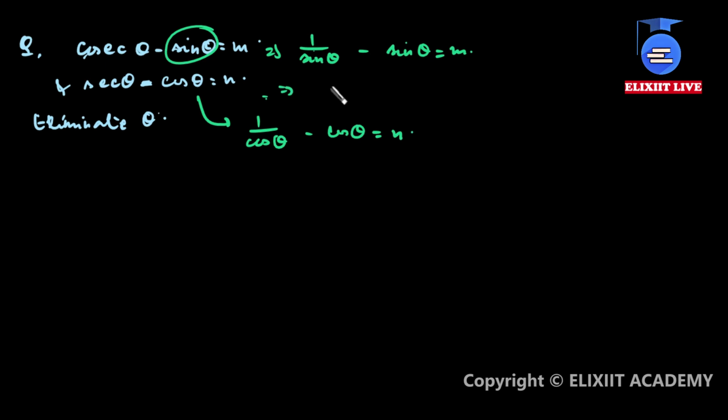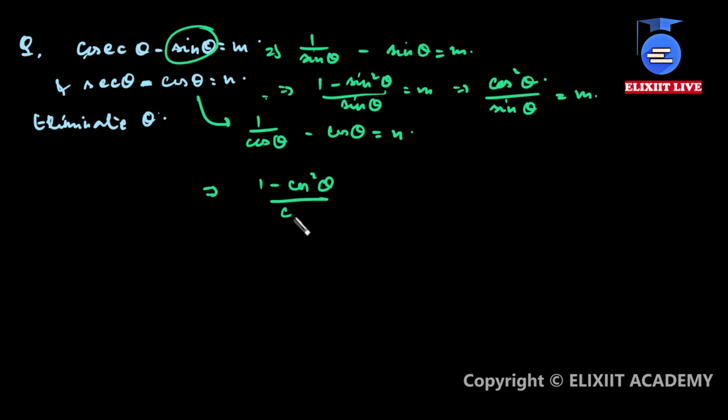So if I simplify the first one, I get 1 minus sine square theta divided by sine theta is equal to m, and 1 minus sine square theta is cos square theta. So cos square theta divided by sine theta is equal to m. Similarly, 1 minus cos square theta divided by cos theta is equal to n, and 1 minus cos square theta is sine square theta. So sine square theta divided by cos theta is equal to n. These are the two relations we are getting.